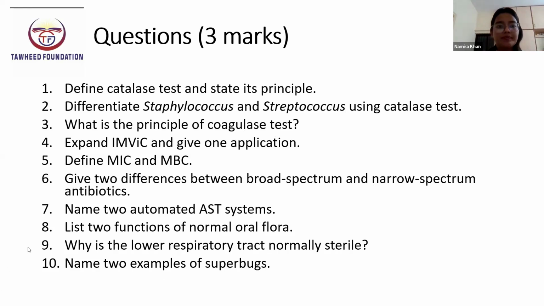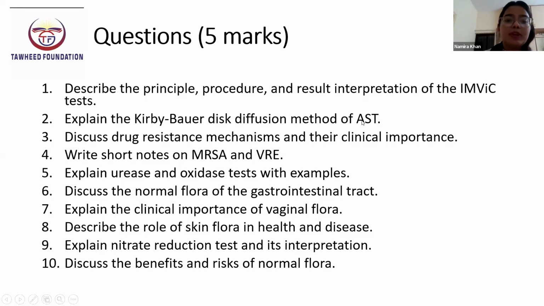Questions for 5 marks. First, describe the principle, procedure, and result interpretation of the MIC test. Second, explain the Kirby-Bauer disc diffusion method of AST. Third, discuss drug-resistance mechanisms and their clinical importance. Fourth, write short notes on MRSA and VRE. Fifth, explain urease and oxidase test with example.